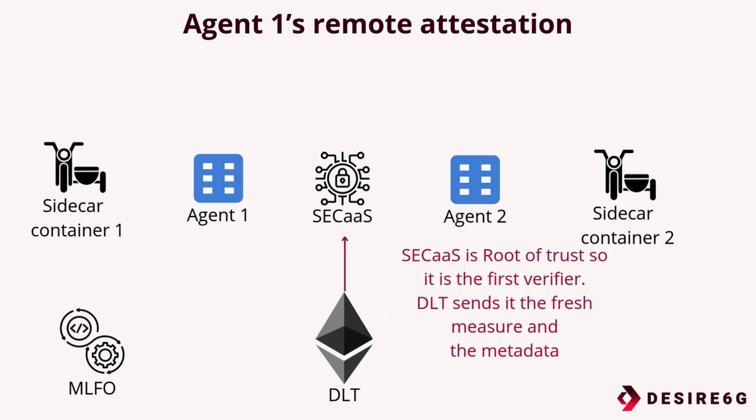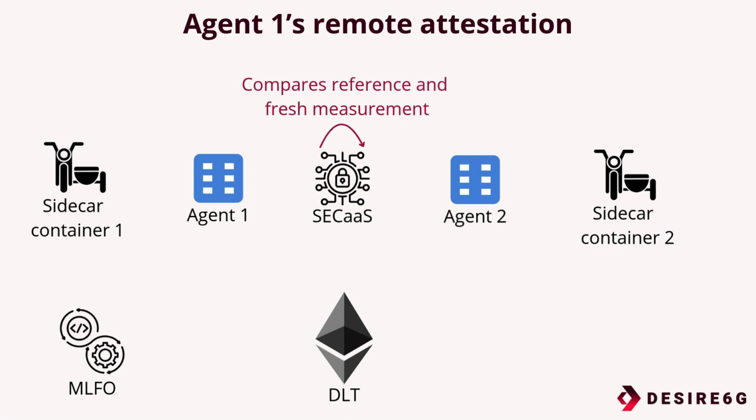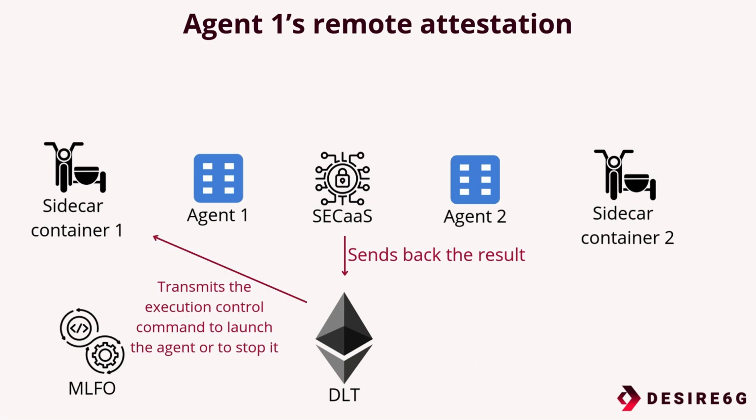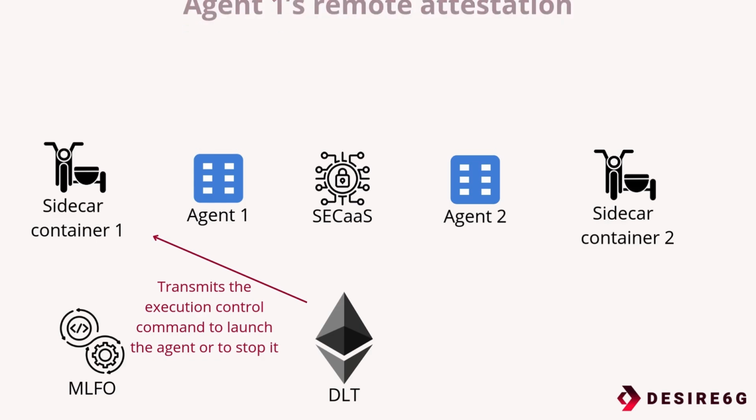The DLT then sends a request to the TSS, assigning it as the verifier, along with the metadata and the fresh measurement. With this information, the TSS is able to compare the fresh measurement with the reference measurement and determine whether the agent's integrity can be attested. Next, the TSS sends the result back to the DLT, which creates a transaction recording the attestation outcome. Finally, an event is sent to Sidecar Container 1, which will decide whether to allow the agent's process to continue based on the attestation result.